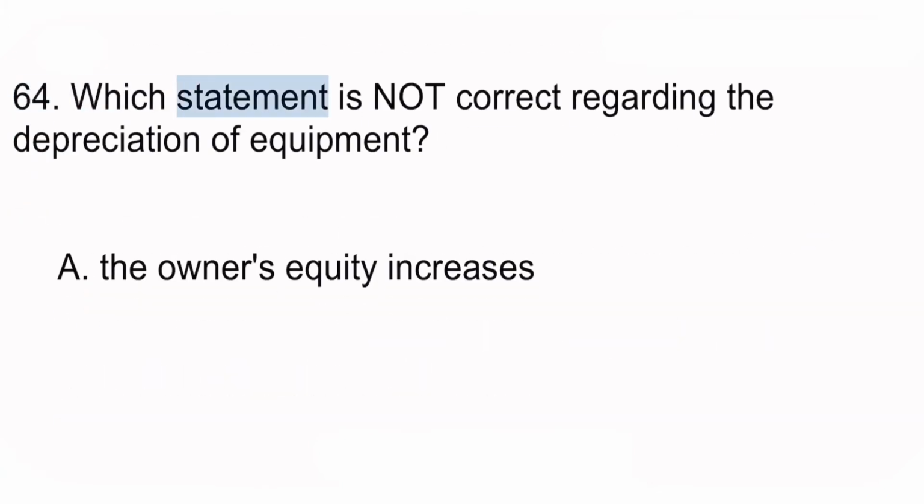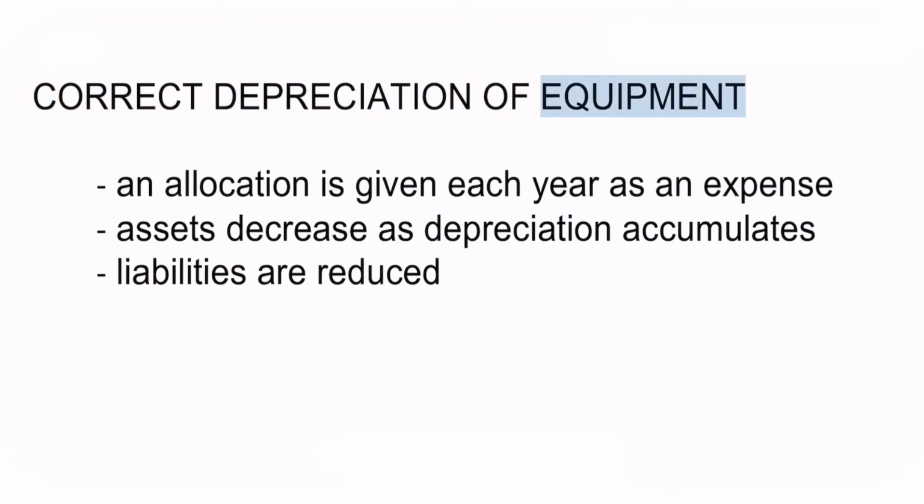64. Which statement is not correct regarding the depreciation of equipment? The owner's equity increases. Correct: depreciation of equipment is an allocation given each year as an expense. Assets decrease as depreciation accumulates. Liabilities are reduced.